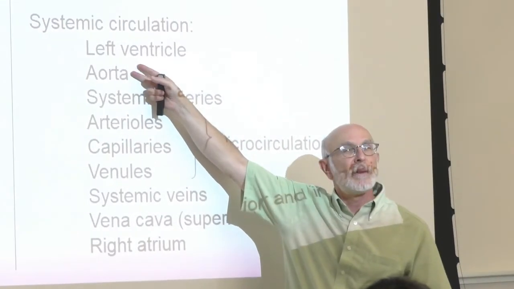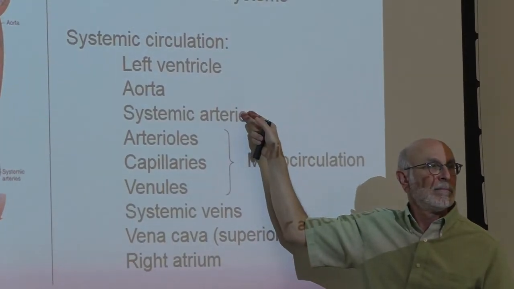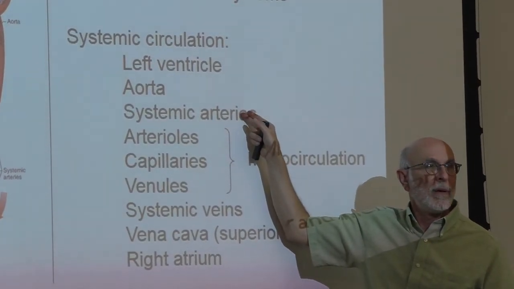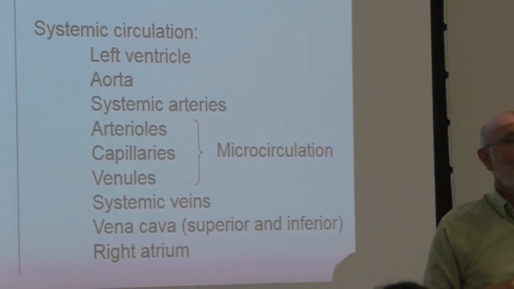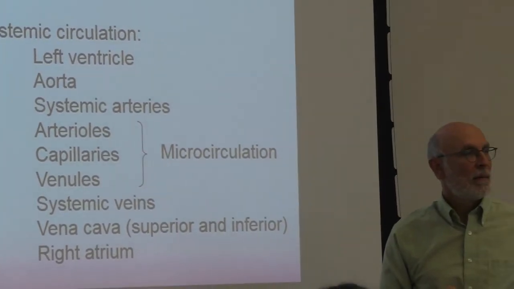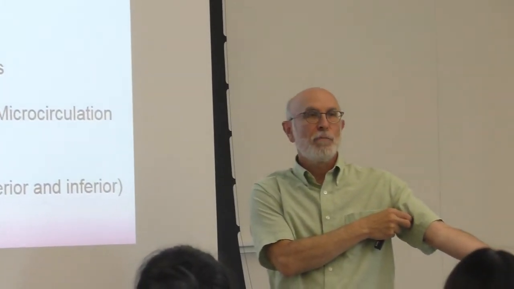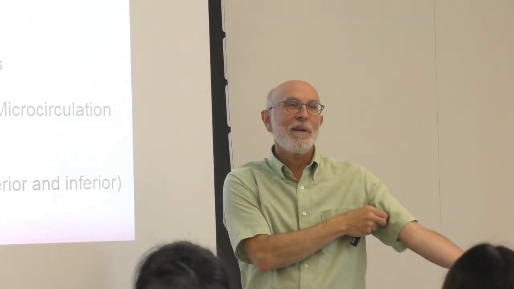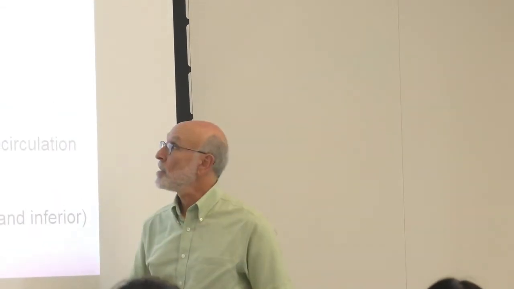Do any of you already know the name of one of the major arteries? What's the name of the major artery in the neck? Carotid artery. What's the name of the major artery in your arm that they measure blood pressure from? Anybody know that one? Brachial. Yeah. So those arteries have names that you will learn as part of the anatomy part of this course.